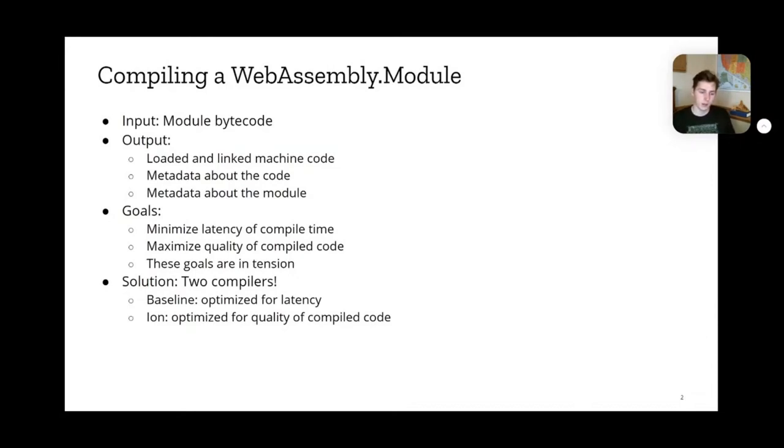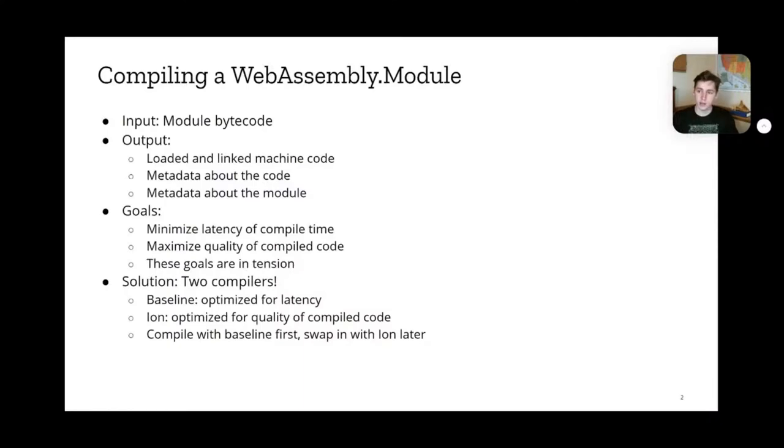Now, the trick is you have these two different compilers and you do what is known as tiering, where you compile with Baseline first to get quick startup and get that code running very quickly. In the background, you do a longer Ion compile. And once that is ready, you swap in the optimized code, replacing the Baseline code.